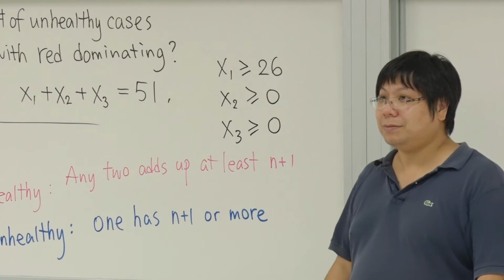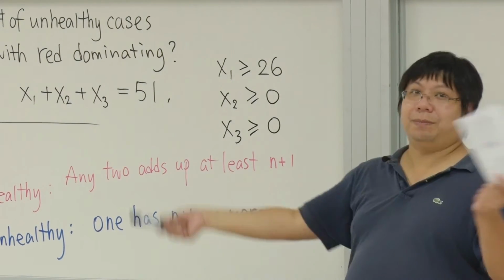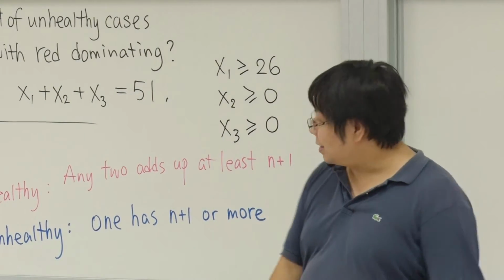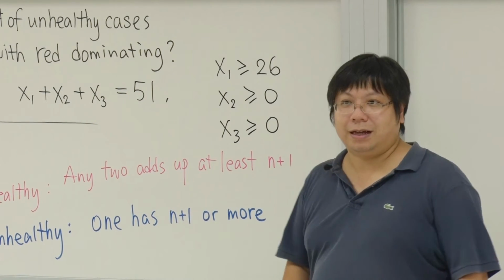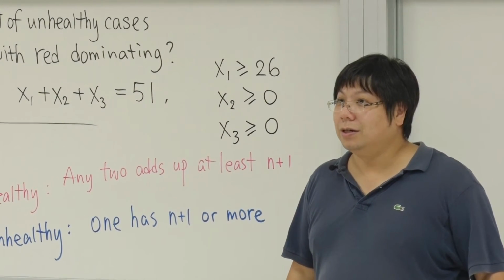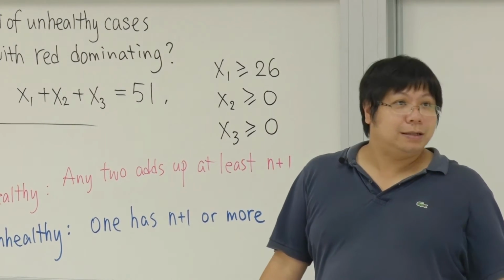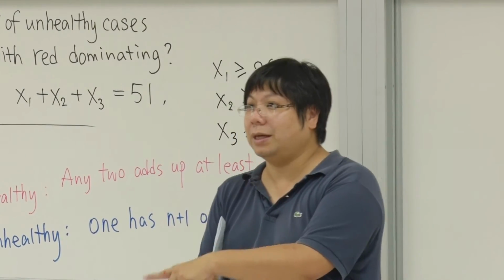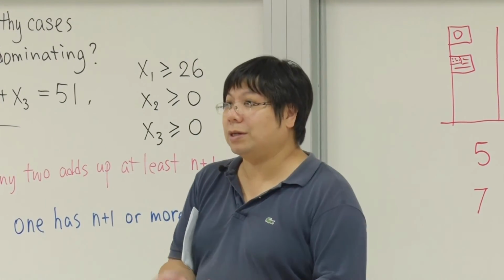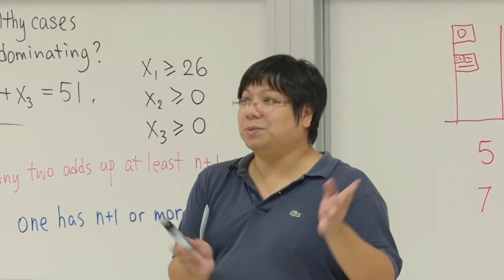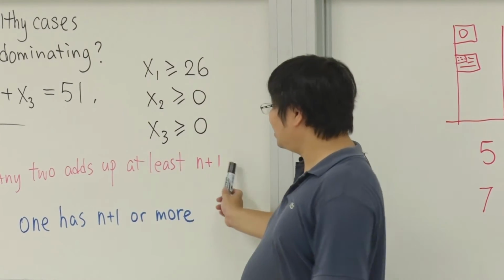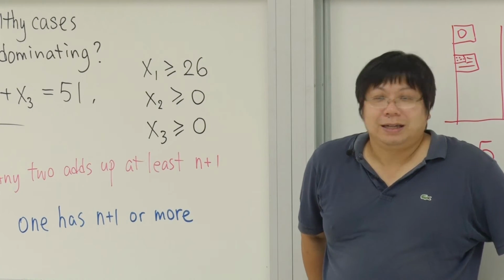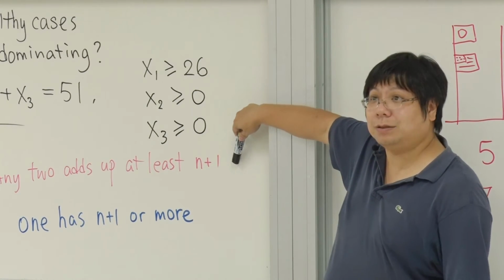So we can find the unhealthy cases. How to get healthy? Healthy is the complement. If we know how many cases there are in total, we subtract the number of unhealthy cases, and we get the healthy cases. How many cases are there in total? We are solving how many ways there are that x1 plus x2 plus x3 is equal to 51, and there is no restriction. So we can calculate every term, and so the healthy case. Now this example is very complicated.